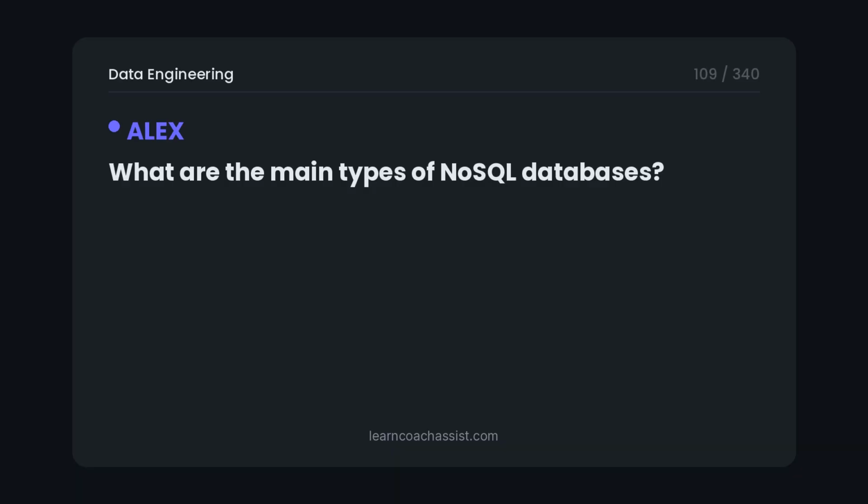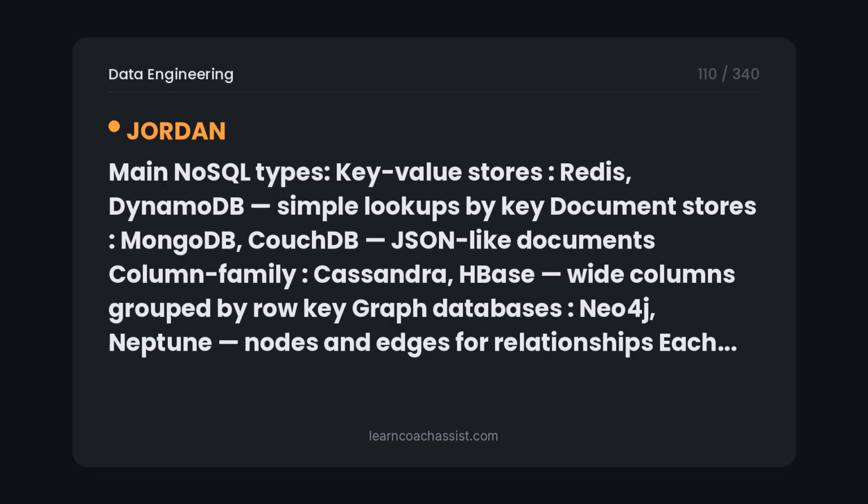What are the main types of NoSQL databases? Main NoSQL types: key-value stores, Redis, DynamoDB, simple lookups by key; document stores, MongoDB, CouchDB, JSON-like documents; column family, Cassandra, HBase, wide columns grouped by row key; graph databases, Neo4j, Neptune, nodes and edges for relationships. Each type optimizes for a different access pattern.